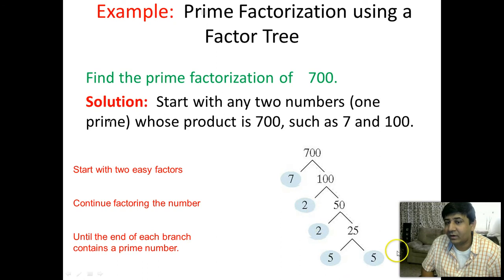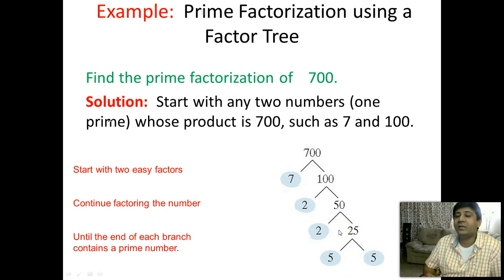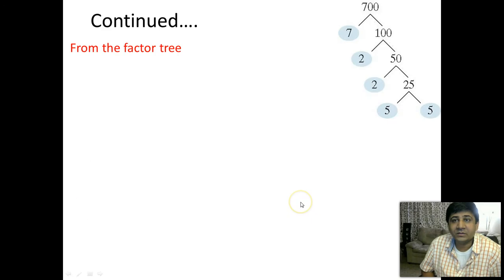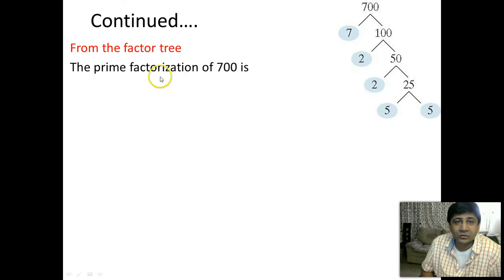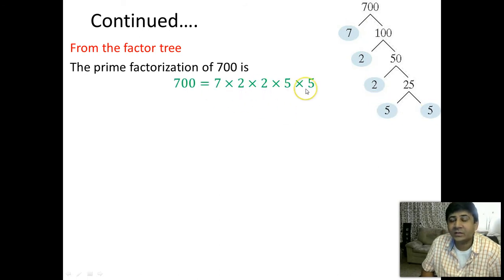Look at that, every branch ends in a prime number. So these all are called prime factorization. Let's write it down. Continued from the previous slide, this is our prime factorization. The prime factorization of 700 is 7 times 2 times 2 times 5 times 5. Write it down like this. That's it. That's the prime factorization.